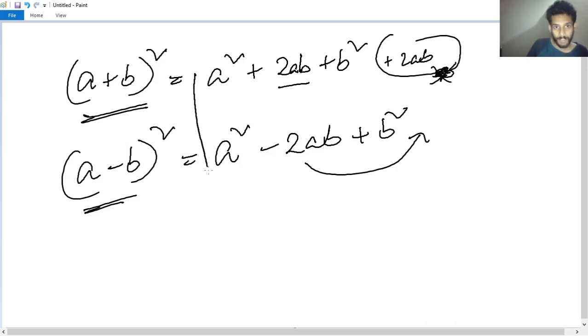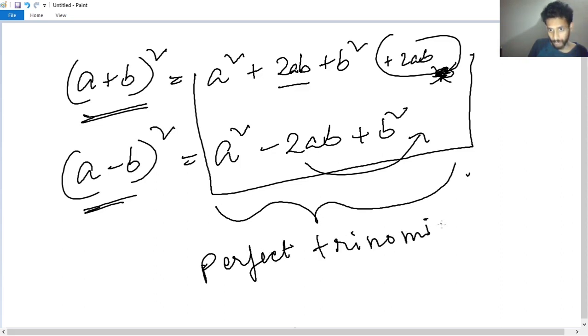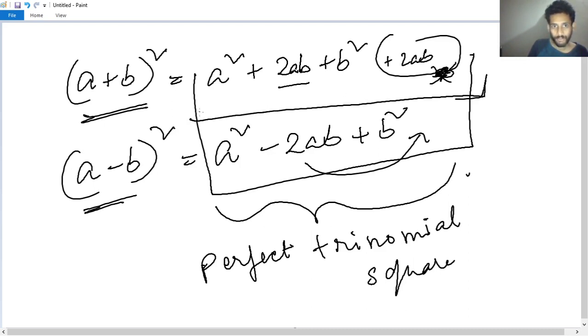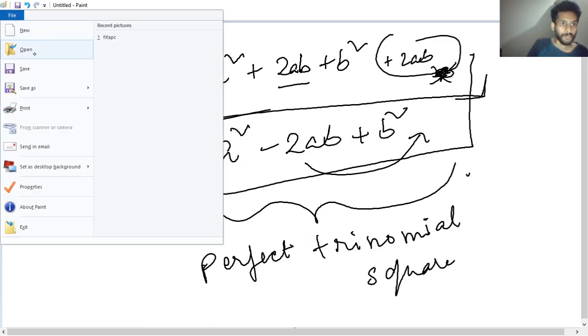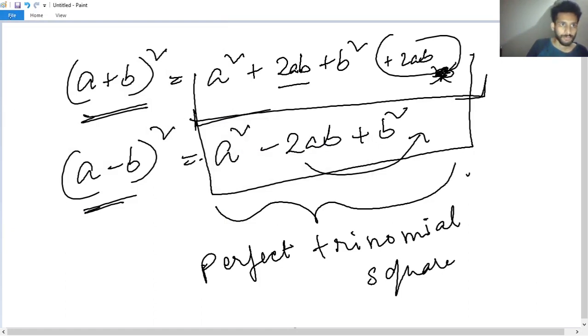And this part, in both the cases, is called the perfect trinomial square. So these two parts are called perfect trinomial square. Have you seen what the perfect trinomial square is? This part, from here to here or here to here. Now you have clearly seen this.